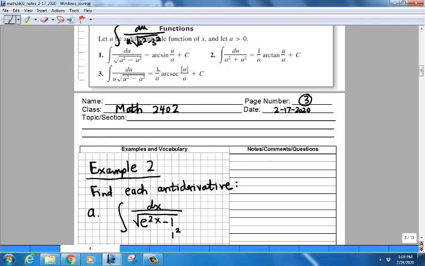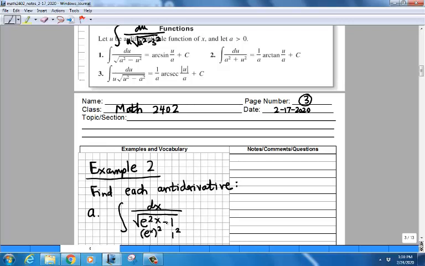So any ideas on how we can write e to the 2x as a square? Yeah, that's right. You can just rewrite that as e to the x, squared. Because of the way exponents work, that rewritten version will be equivalent. Remember, when you have a power of a power, you multiply the powers to simplify it. So e to the x squared would be e to the 2x.